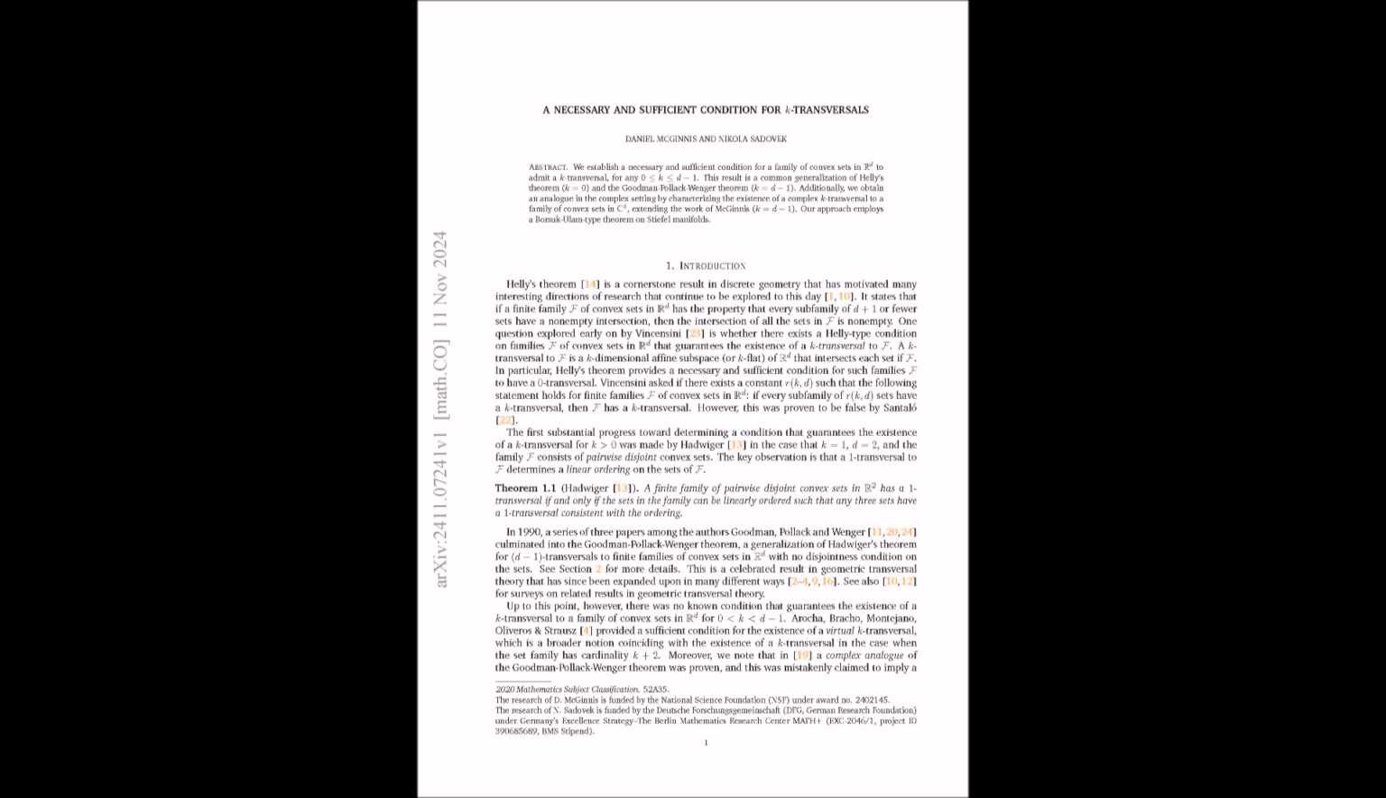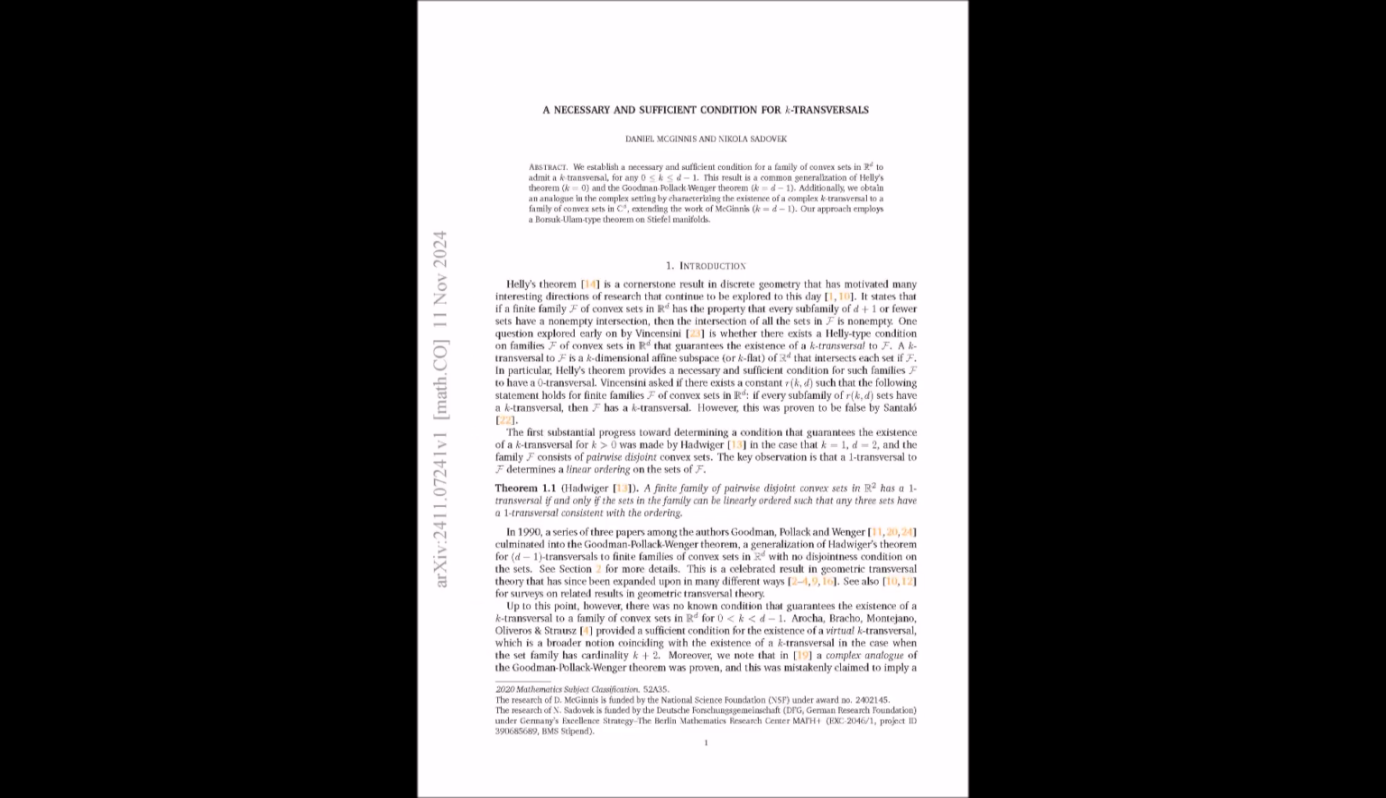Exactly, into higher dimensions. So the challenge is figuring out under what conditions we can guarantee that such a k-transversal actually exists for a given family of shapes. For the extreme cases, we have classic results like Helly's theorem, which nails down the condition for zero transversals, which is finding a single point of intersection, and the Goodman-Pollack-Wenger theorem, which gives us the condition for D-1 transversals. These are the cornerstones of this whole area.